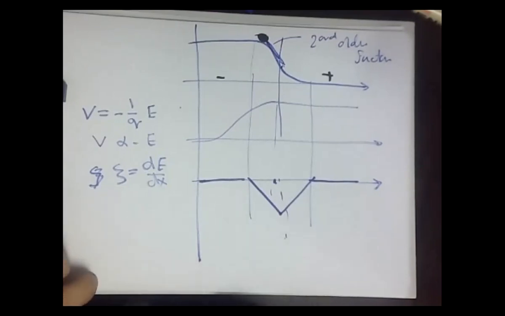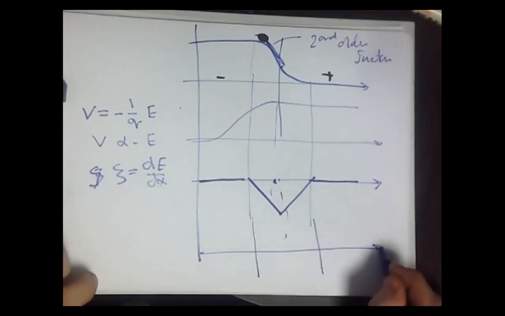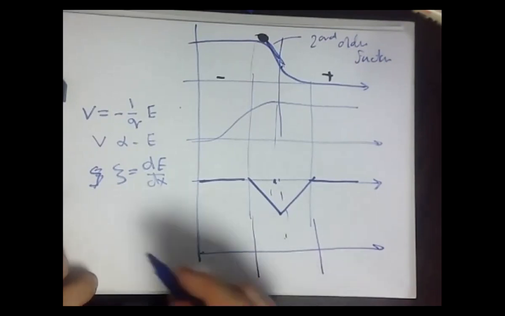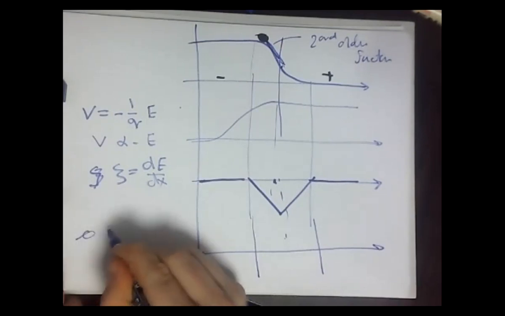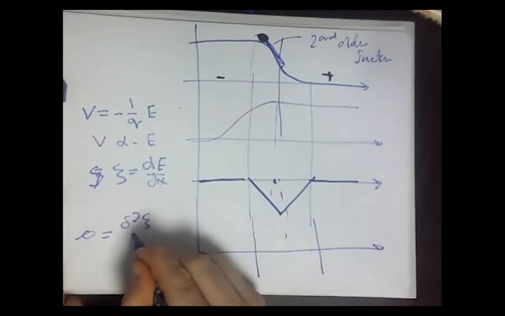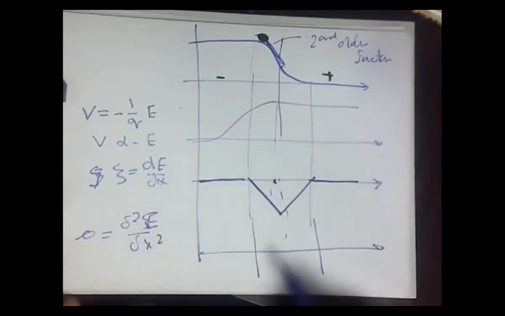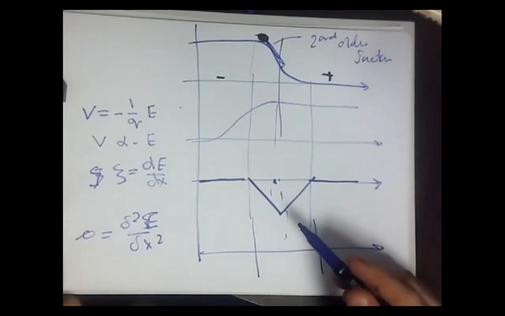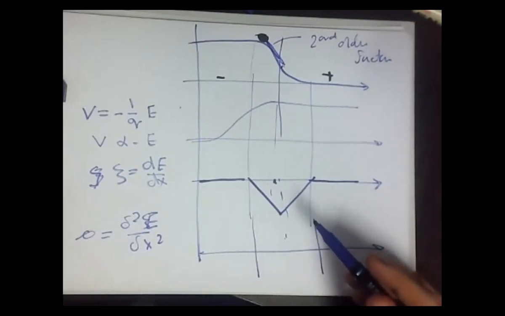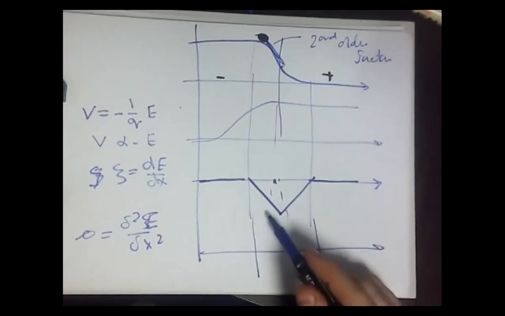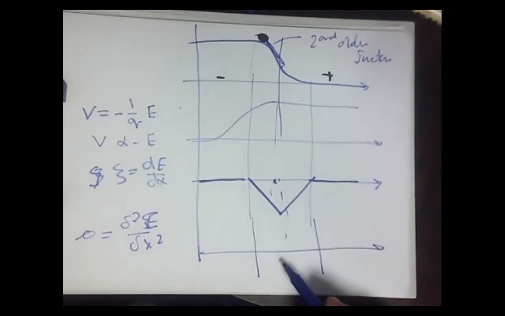Finally, what about the charge? The charge is the accumulation. So here rho is equal to partial eta by partial x, also partial e, sorry, by partial x squared. So this is the second derivative. Whenever you have a straight line in the electrical field, then the differentiation of the straight line is a constant. So very simple like that.